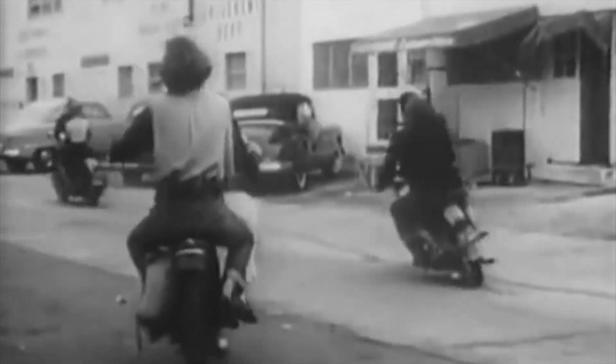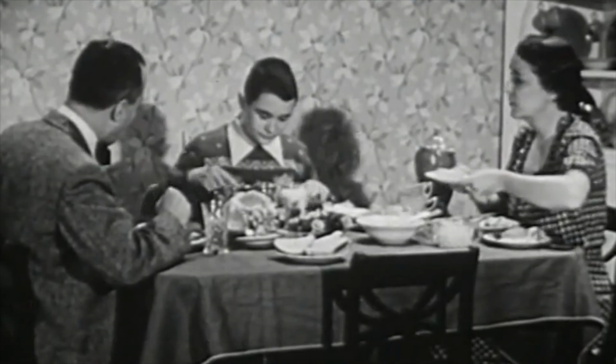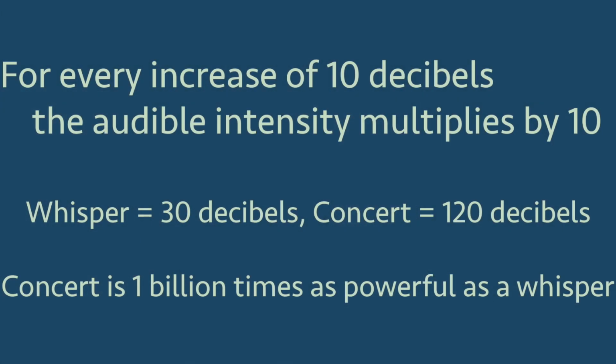For a frame of reference, a typical loud concert is 120 decibels. A motorcycle engine is 95 decibels, normal conversation is 60 decibels, and a whisper is 30 decibels. But it is important to remember that addition in the logarithmic scale relates to multiplication in intensity. This means that every time you add 10 decibels, you multiply the audible intensity by a factor of 10. Since 30 plus 90 is equal to 120, this means that a typical loud concert is 10 to the 9th, which is equal to 1 billion times as loud as a whisper.